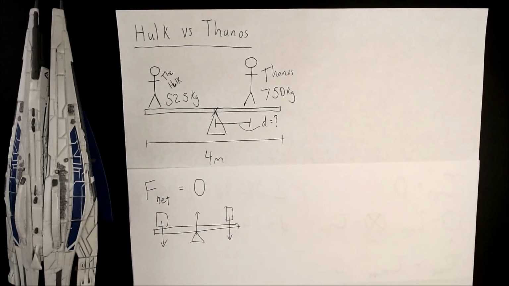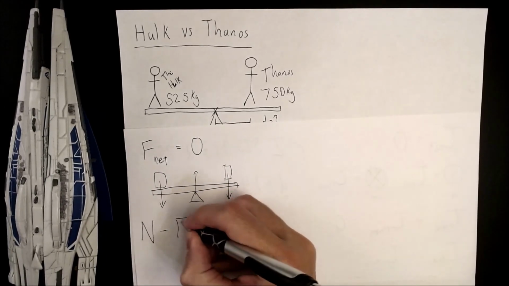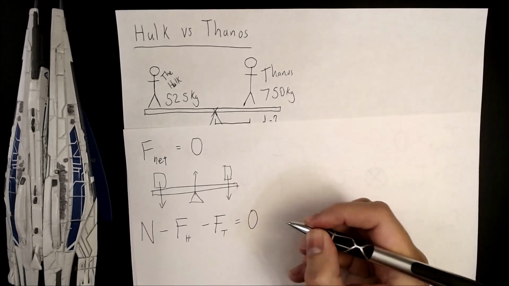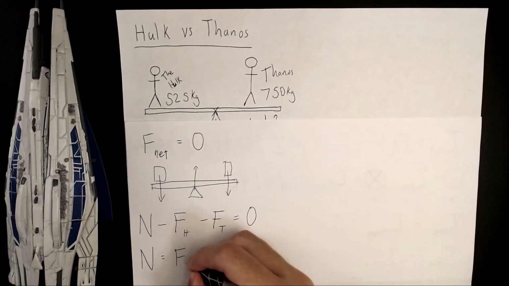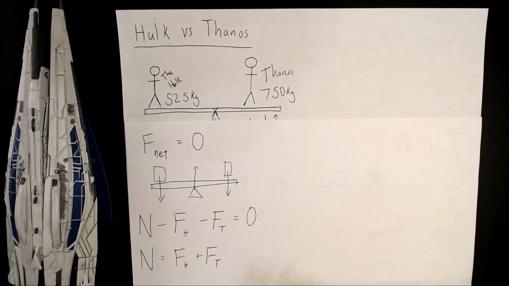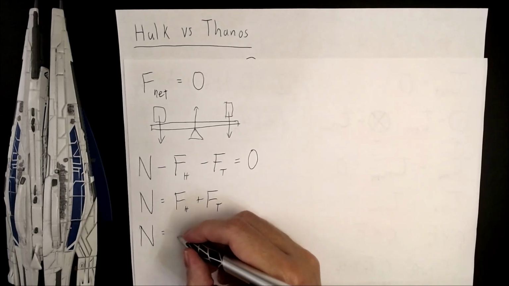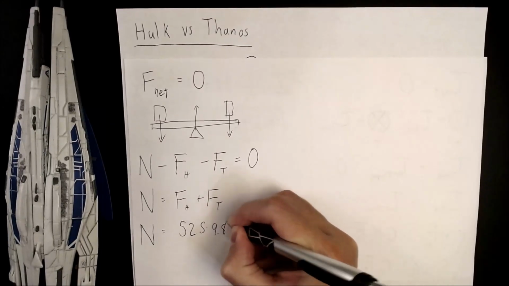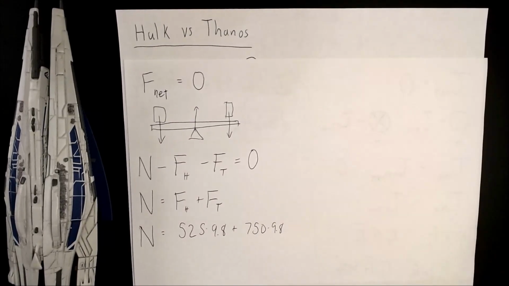So how do we convert this into a net force equation? Yeah, we take all of our positives minus all of our negatives. Normal force minus force Hulk minus force Thanos is equal to 0. Normal force is going to end up just equaling force of the Hulk plus the force of Thanos. So the normal force is equal to the mass of the Hulk times the acceleration due to gravity, so 525 times 9.8 plus 750 times 9.8.